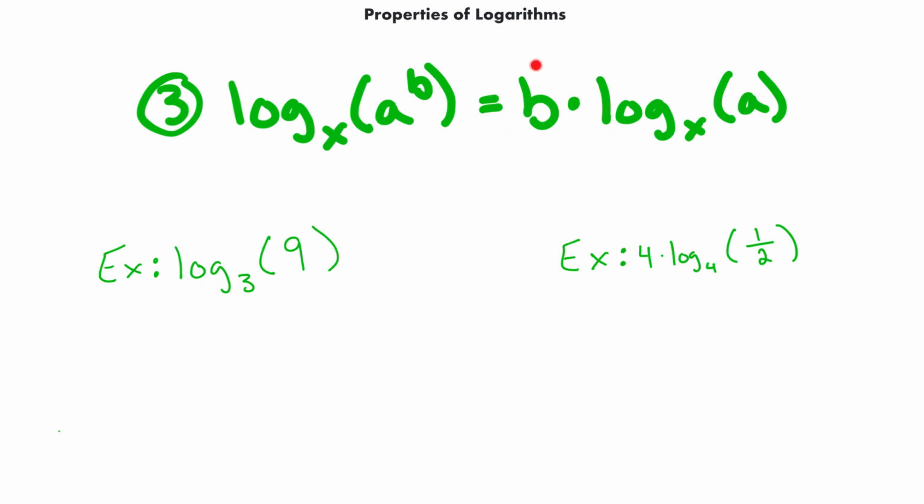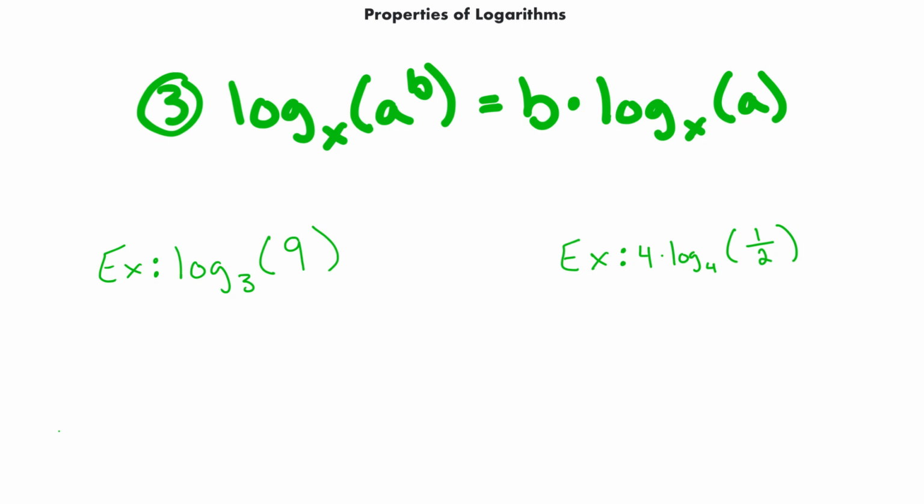Now here's the second thing that's going to be important for the rest of these properties. All of these properties work in both directions. If I have a power inside of a logarithm, I can bring that out front of the logarithm through multiplication. And the reverse of that is also true. If I have a number being multiplied by a logarithm, I can bring that number inside of the logarithm as an exponent. And here are two examples that exemplify both.